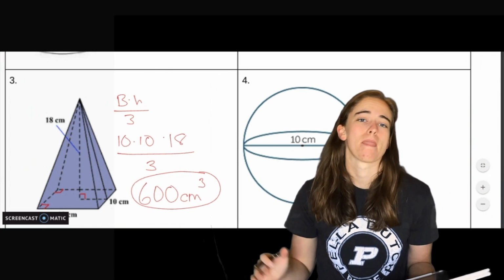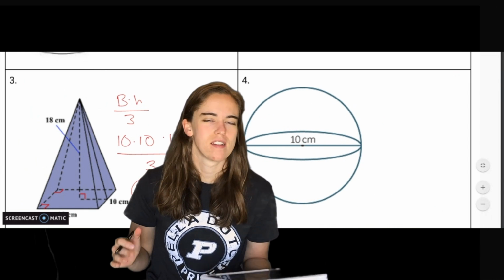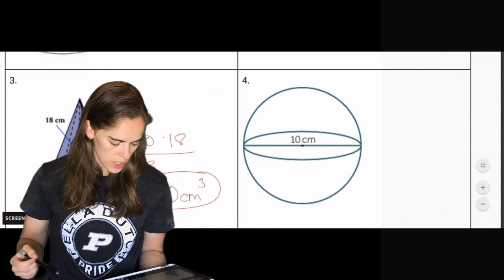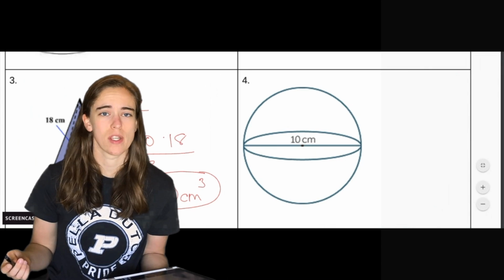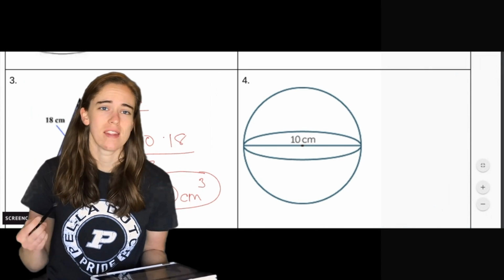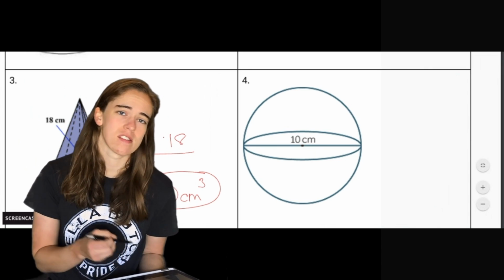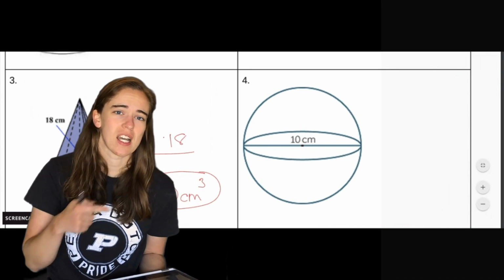All right. Number 4 is the dreaded sphere. Now, this one here, the formula looks a little bit goofy. Yes, there's a 4/3 in it. That comes from the radius. It takes 2 radius to make a height.